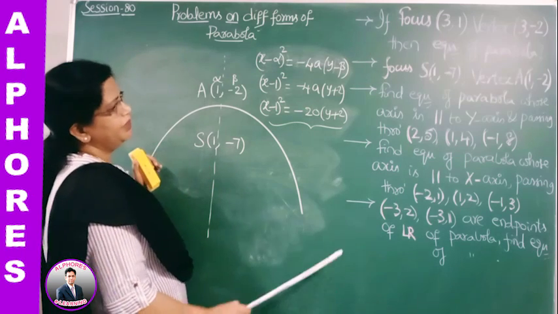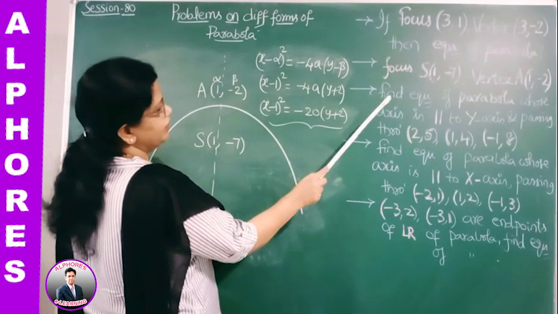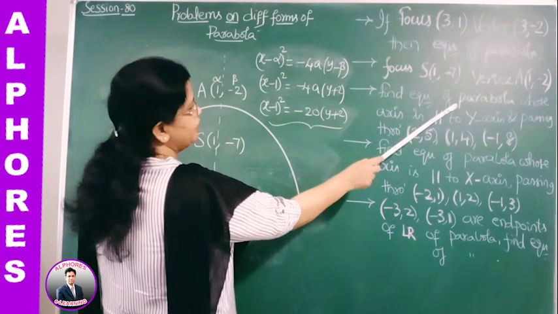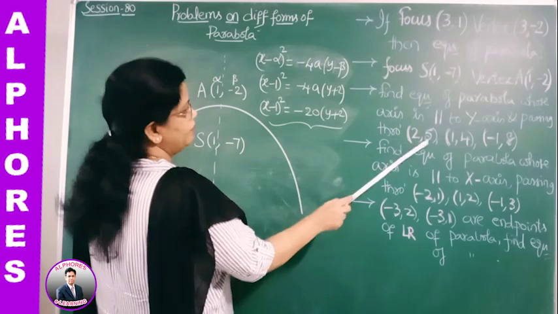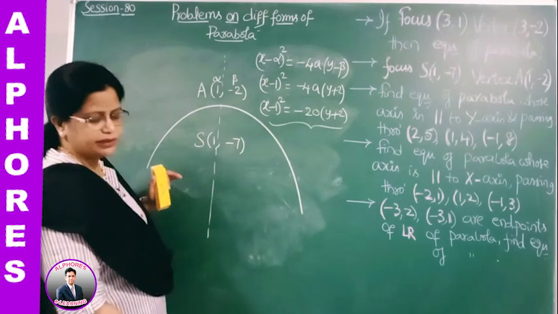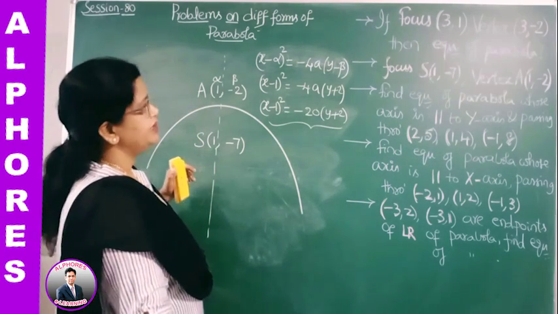Okay. Now let us observe, students, the other model, that is: find the equation of the parabola whose axis is parallel to the y-axis and passing through 3 points. What is the method of this problem?